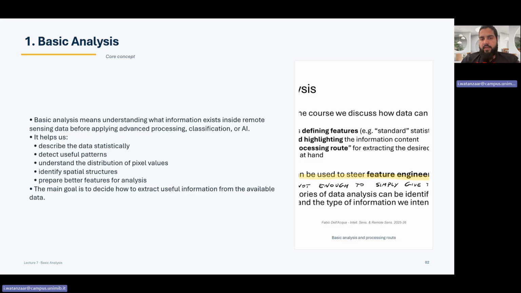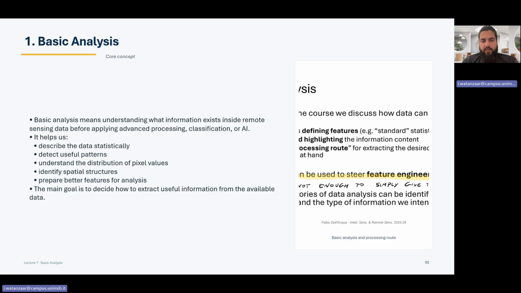So basic analysis means understanding what information exists inside the remote sensing data before applying advanced processing, classification, or AI. We are looking into the remotely sensed data, which is already a little bit pre-processed, or some data corrections have been applied. So what is exactly available in the remotely sensed data before we apply advanced classification or AI processing? It helps us describe the data statistically and prepare for machine learning and AI operations.